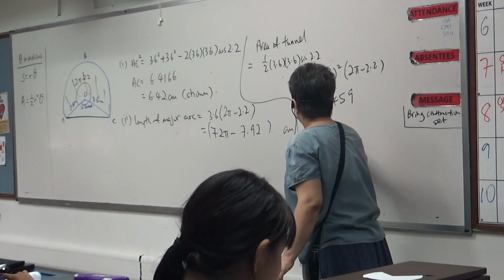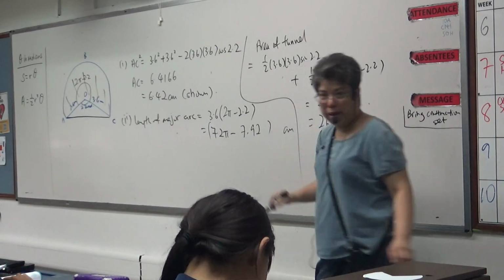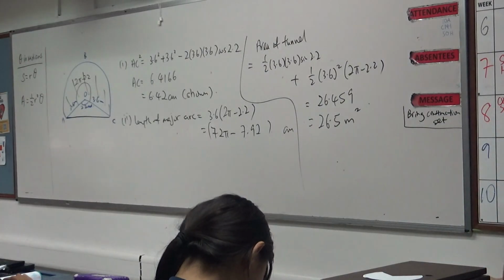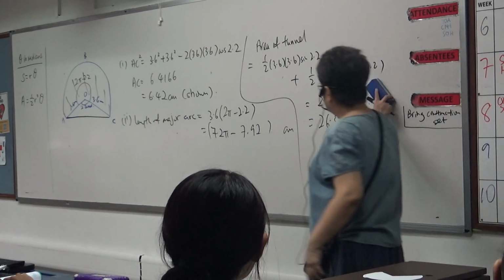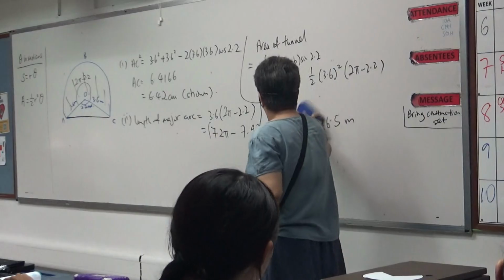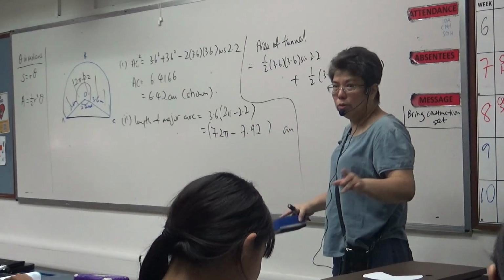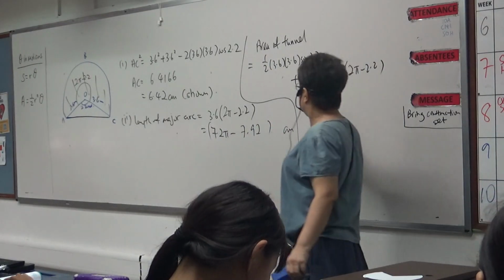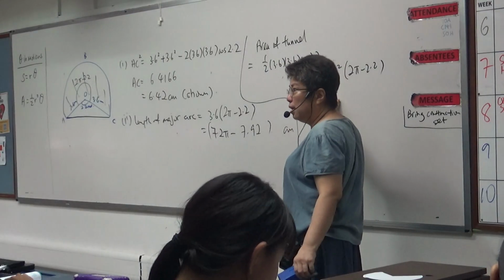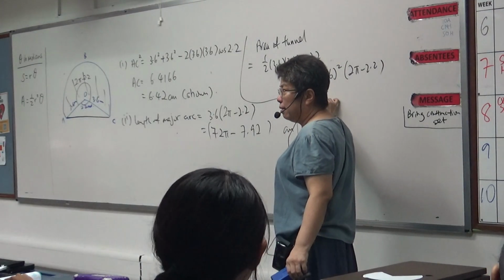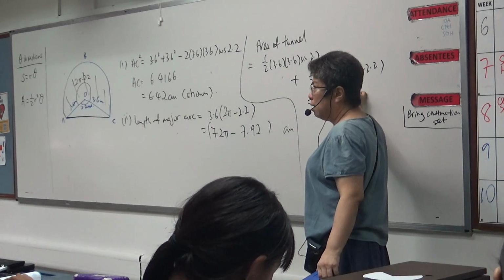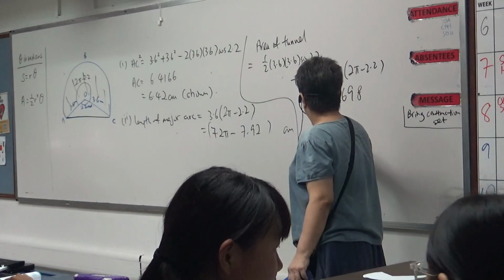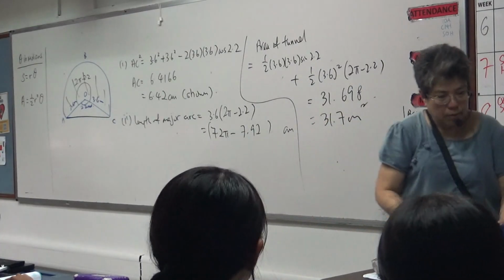26.459. So the answer is 26.5 meters squared. Oh, how come the answer is wrong? But this answer is not correct. Okay, did you change the mode to radians? Key it again. Answer? 31.698. So it's 31.7 meters squared.